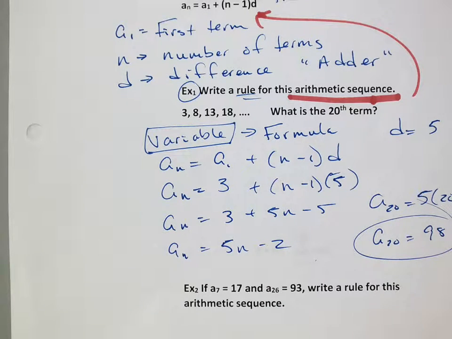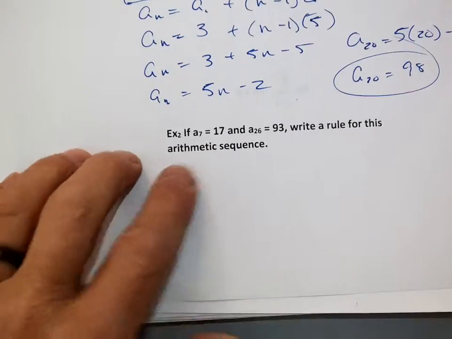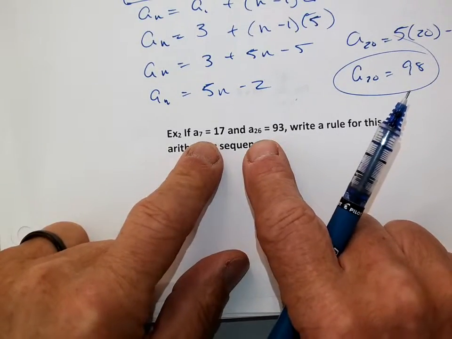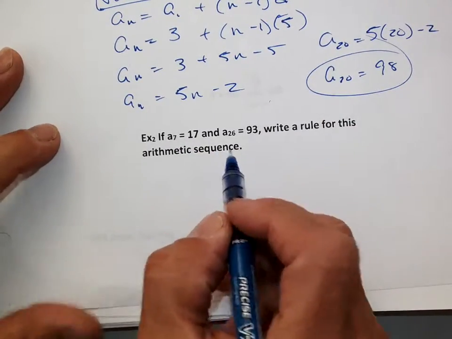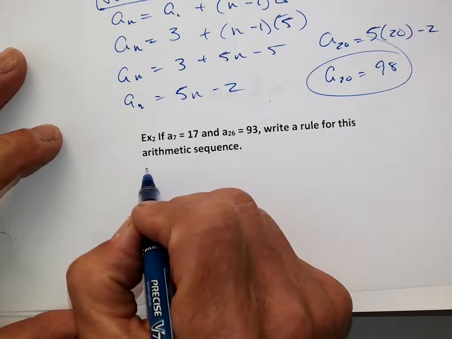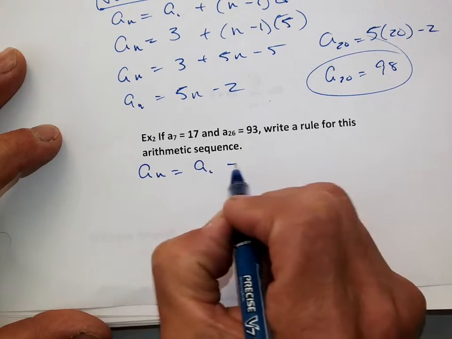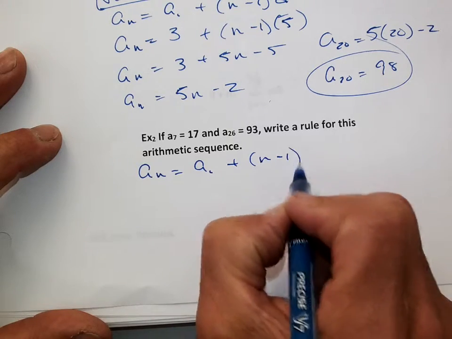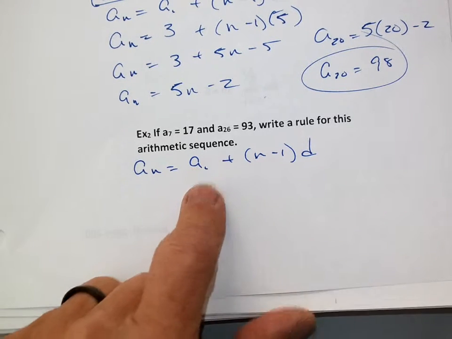Okay, example 2. Now example 2 is a little weird because we've got A7 and we've got A26. So it's still arithmetic. If it's arithmetic, I'm going to write down my arithmetic sequence formula: A of n equals A1 plus n minus 1 times d. Now I want a rule for this, but I don't know the first term, right? So I know A7, and I need A1.